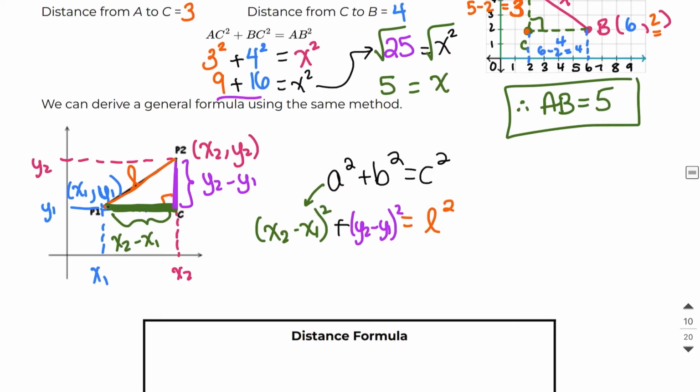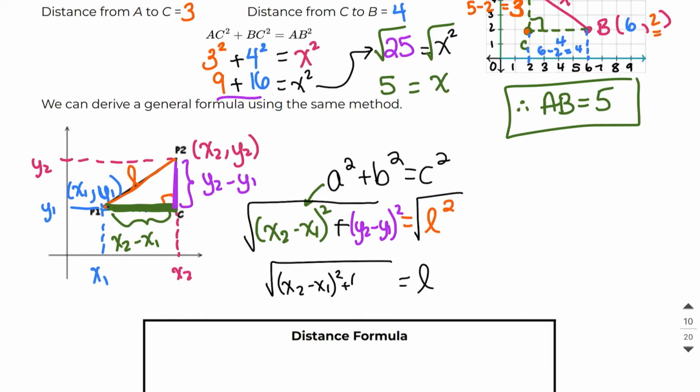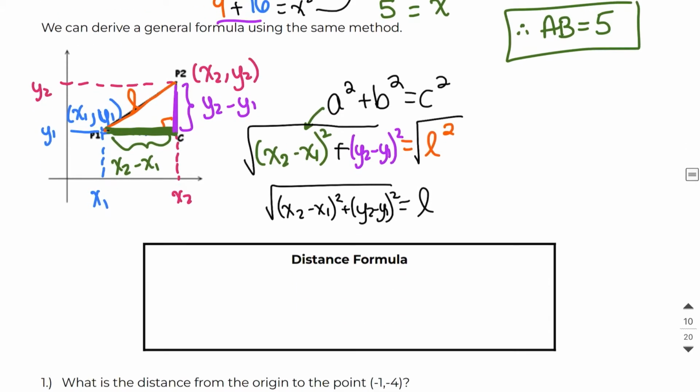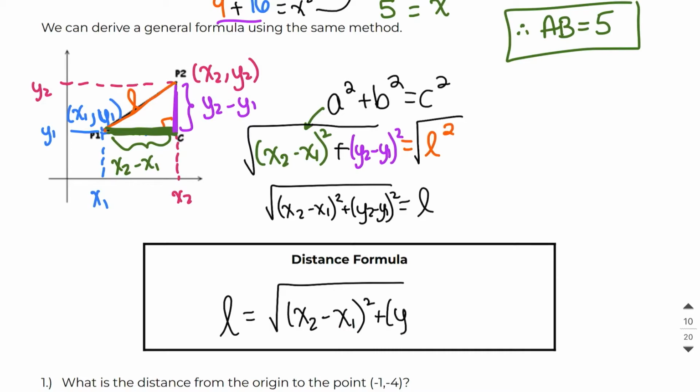But I don't want to know what L squared is. I want to know what L is. So I'm going to square root both sides. And now I can say that L is equal to the square root of x2 minus x1 squared plus y2 minus y1 squared. And that, my friends, is the distance formula. Now I know that this looks scary, but it's just like the quadratic formula. It looks scarier than it actually is.